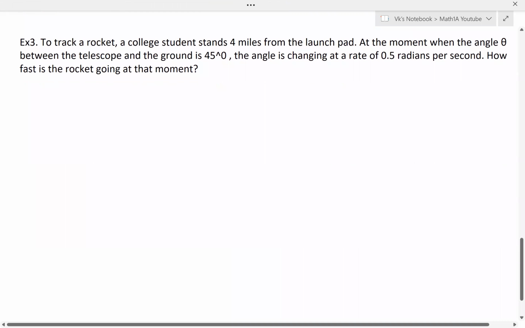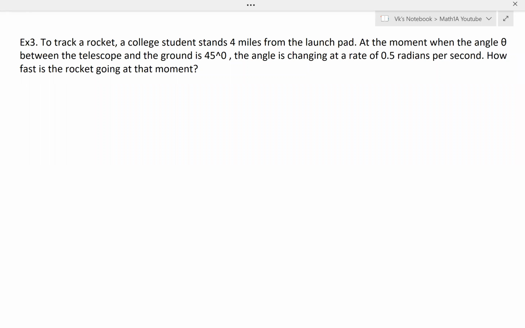Number 3, to track a rocket, a college student stands 4 miles from the launch pad. At the moment when the angle theta between the telescope and the ground is 45 degrees, the angle is changing at a rate of 0.5 radians per second. How fast is the rocket going at that moment? Let's just sketch out a picture. This is the student.